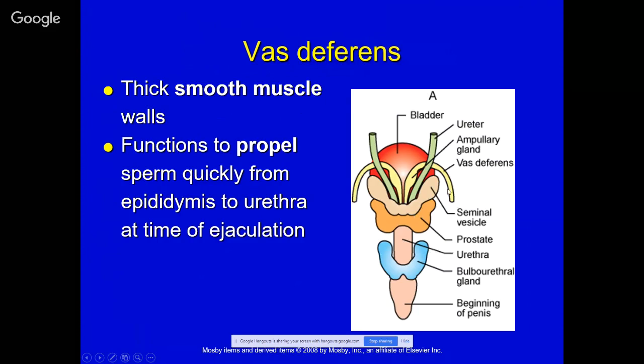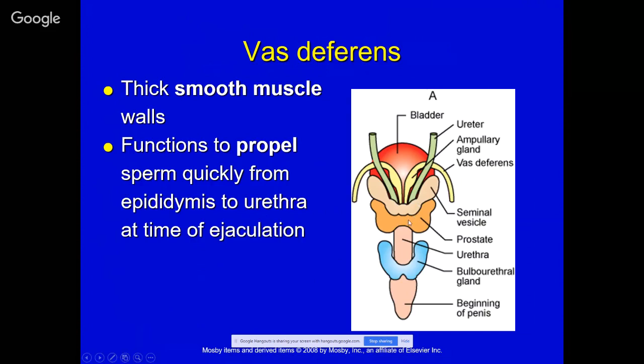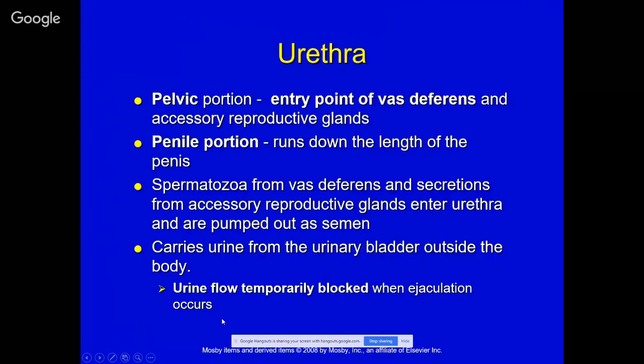There are seminal vesicles, the prostate, and the bulbourethral gland. These are glands that contribute to the semen. Within the urethra, we have the pelvic portion, which is the entry point of the vas deferens and the accessory reproductive glands: the seminal vesicle, the prostate, and the bulbourethral gland. We have the penile portion, which runs down the length of the penis.